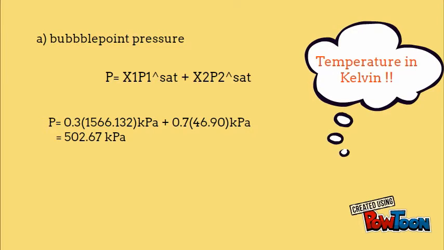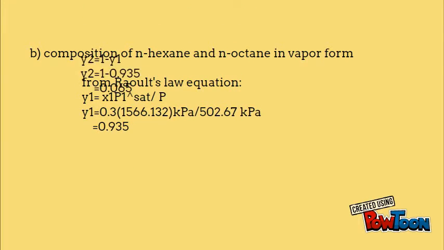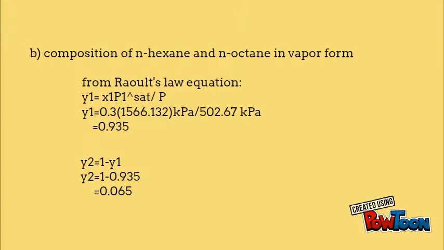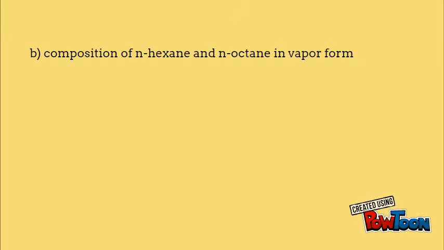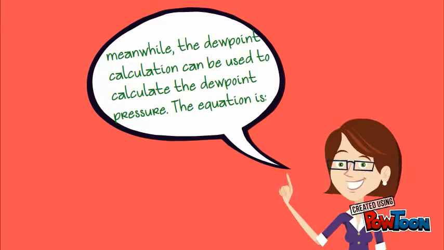Next, the second question requires us to find the composition of n-hexane and n-octane in vapor form. We'll be using the Raoult's law equation in which yi P equals xi Pi sat. In order to calculate yi, we just substitute the pressure and P1 sat into the equation, which we already got in the previous equation. Then we will get y1 equals 0.935, and to get y2 we will just use 1 minus y1, which is 0.065, as we know that y1 plus y2 equals 1.